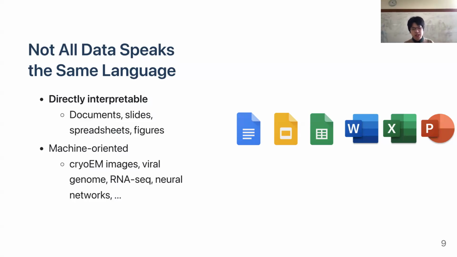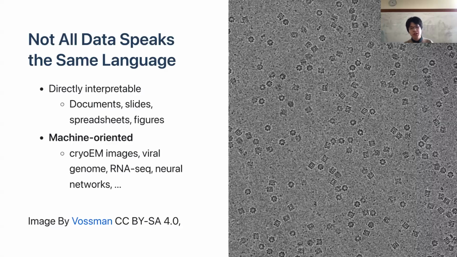But also at the same time, we generate lots of machine-oriented data. Like there are cryo-EM images, genome sequencing, and you have to save your model as a file. That's also a kind of data. We are not going to cover the latter today, but I'm going to talk briefly about how we can use some tools to interconnect the two categories of data.